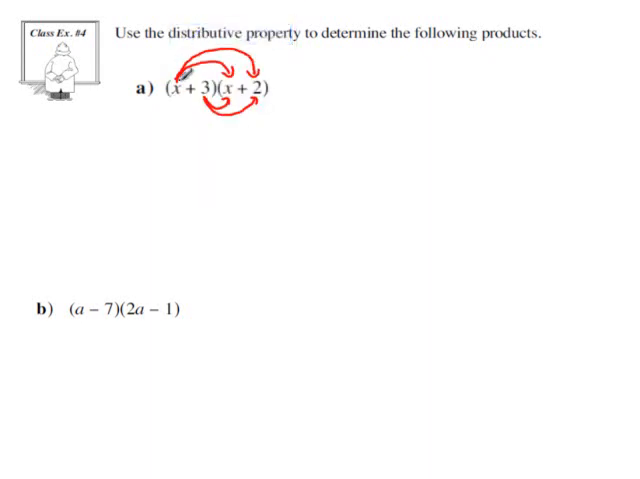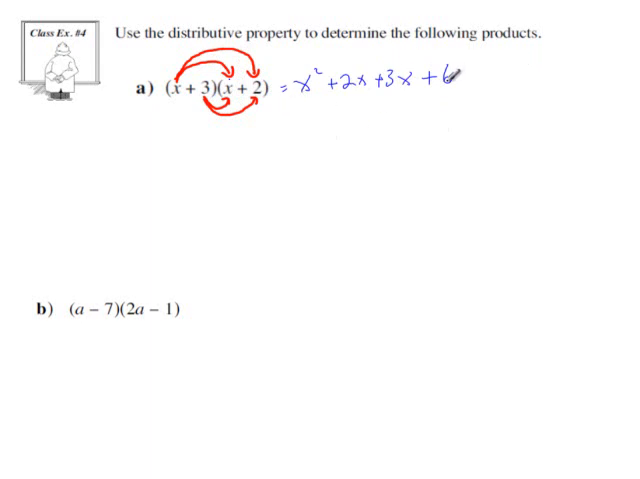So when you do that, you get x times x is x squared. X times 2 is 2x, so plus 2x. Remember that when you have a number and a letter being multiplied together, the number goes in front just by convention. Positive 3 times positive x gets you positive 3x. And positive 3 times positive 2 gets you positive 6.